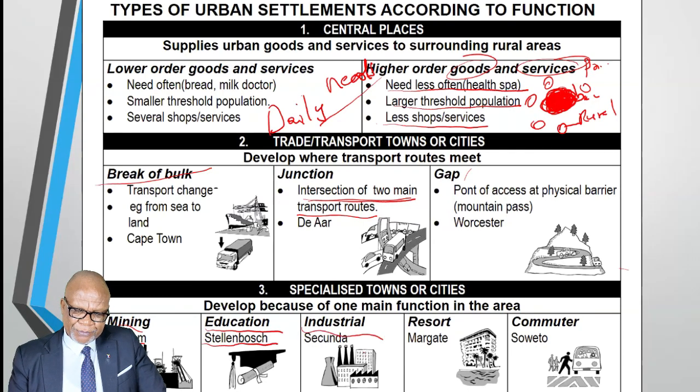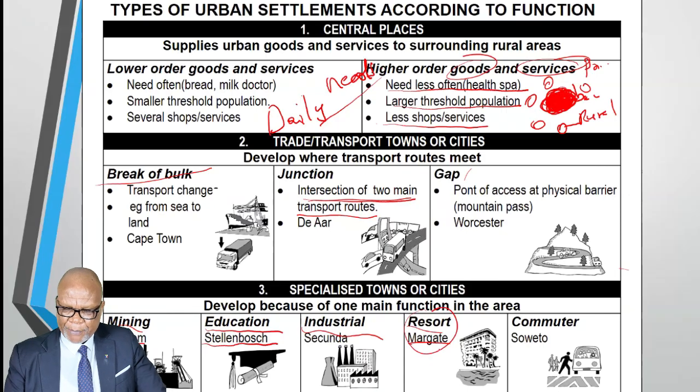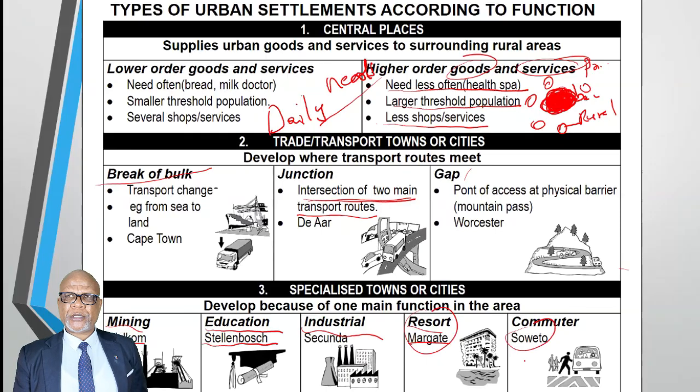And we have industrial towns. Secunda is an example of an industrial town. The area is highly industrialized. Then we have a town like Margate in KZN. It is a resort town. So this town specializes mainly in resorts. So it is another type of specialized town. And then we're looking at an area like Soweto. Soweto is a place where many people are staying, but they don't work in that particular area. In the morning, they will be going to different places.